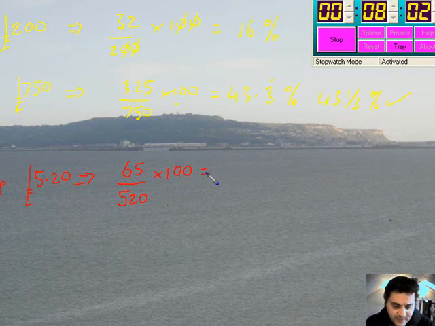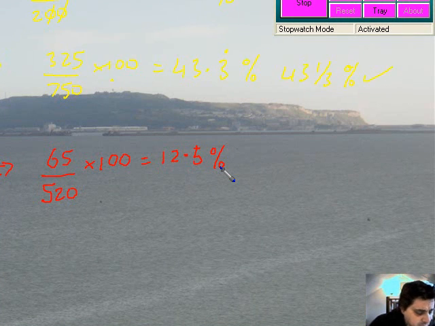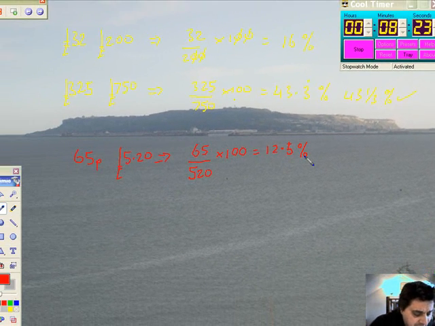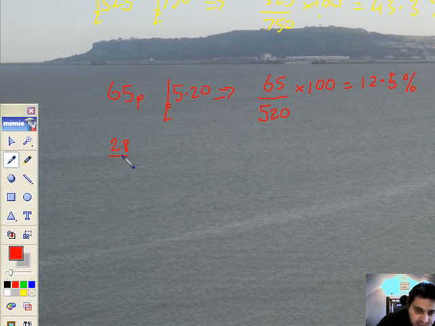Let's do that quickly now. 65 divided by 520 multiplied by 100 gives us 12.5%. Writing it just here, 12.5%, no problem. What else have we got here? Question 3. In a survey, 28 out of 40 people say they prefer butter to margarine. Very simple. It's 28 over 40 multiplied by 100, and you get your answer. And I'm not too fussed about that, it's all the same now.